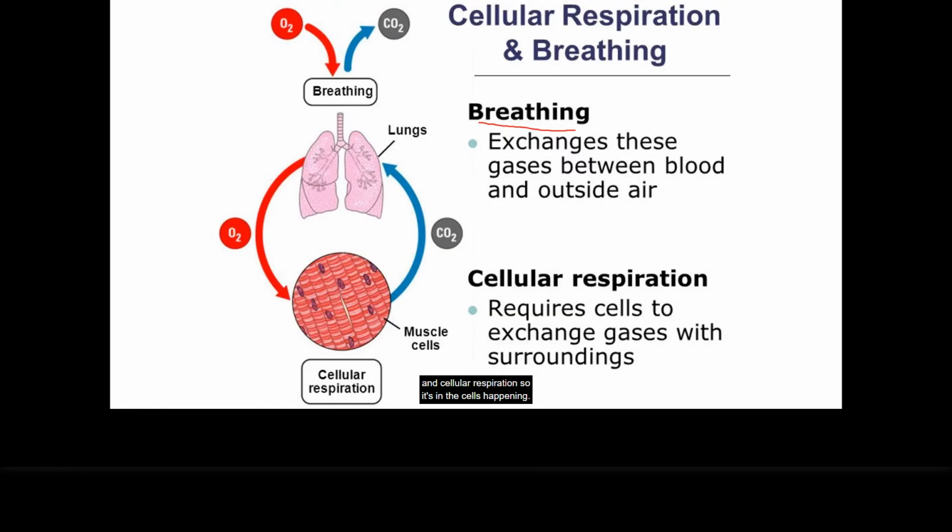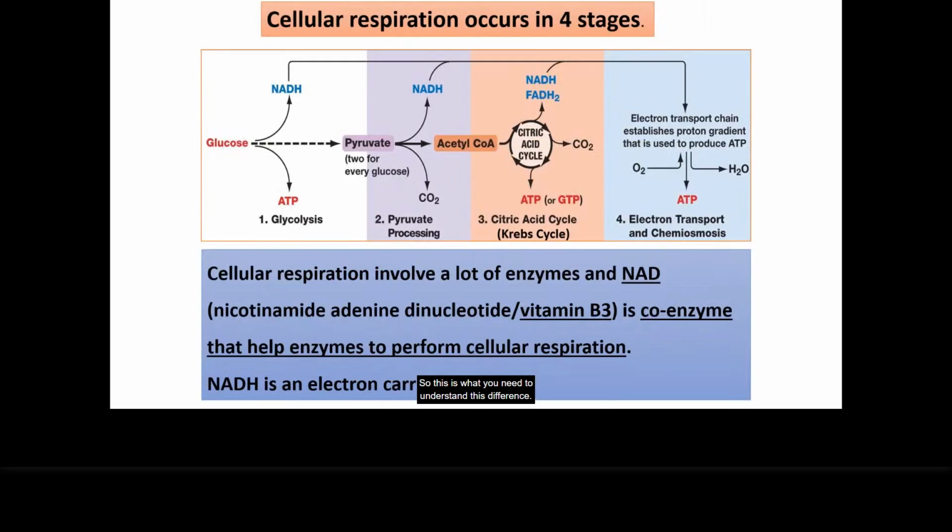So it's happening in the cells. For example, here we show muscle cells. These are very long cells with a nucleus. So they require cells to exchange gases with the surroundings also. Because mitochondria inside of the cells need oxygen for cellular respiration to produce energy, and during this process carbon dioxide will be produced and it will move through the blood to outside. We will breathe it out. So this is what you need to also understand, this difference.